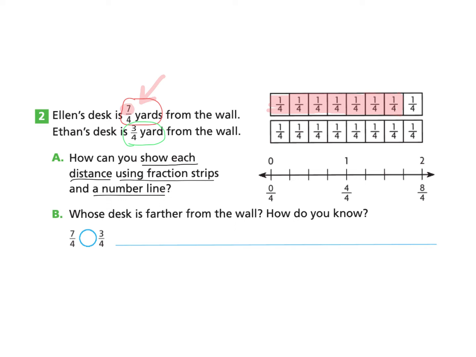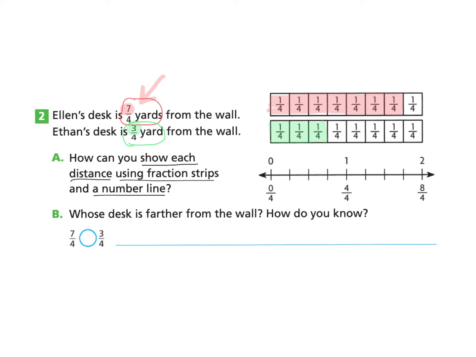Then I'm going to take a look at Ethan's desk, and his desk is 3/4 yards away from the wall. So we're going to look at the numerator 3, and we're going to color in 3/4.